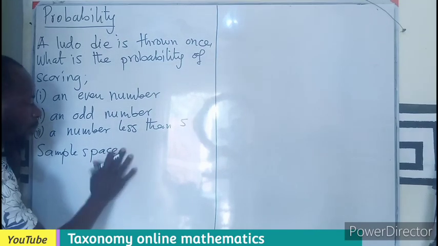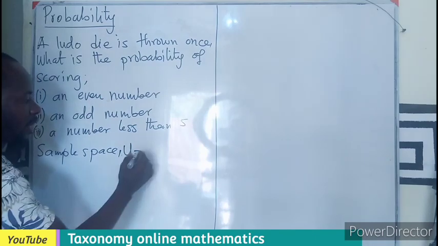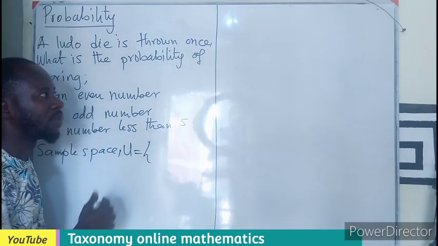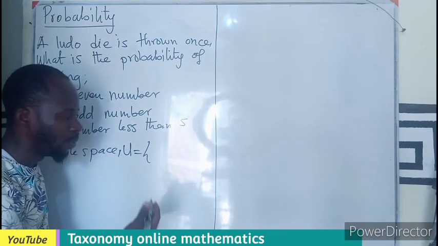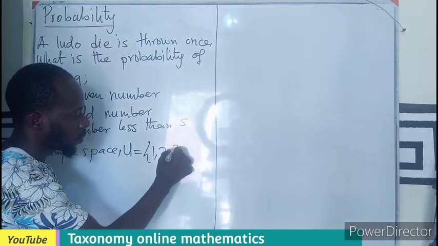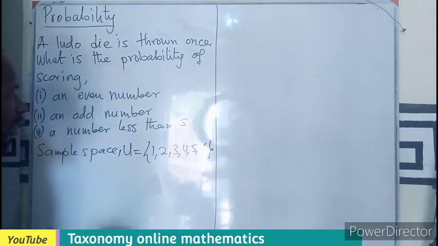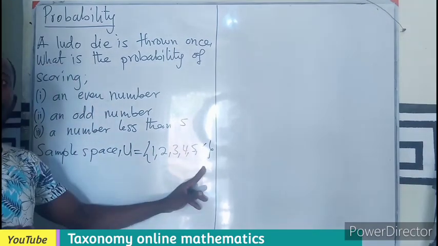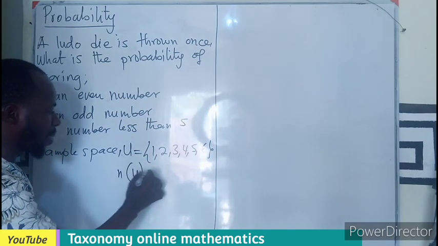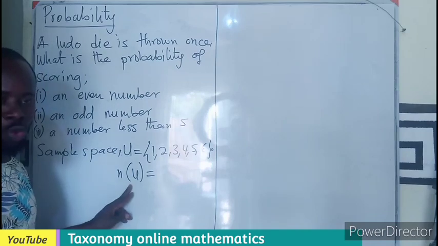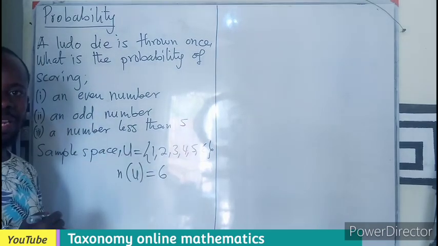We can represent our sample space with U or S, which is normally the universal set, equal to the set of numbers that we can get when we throw a die. And I believe that could be from 1 up to 6. So these are the sample space. It's a set of numbers. So if this is a set of numbers, then we can find the number of elements in that set U, and there are 6 different elements. So I have that number.